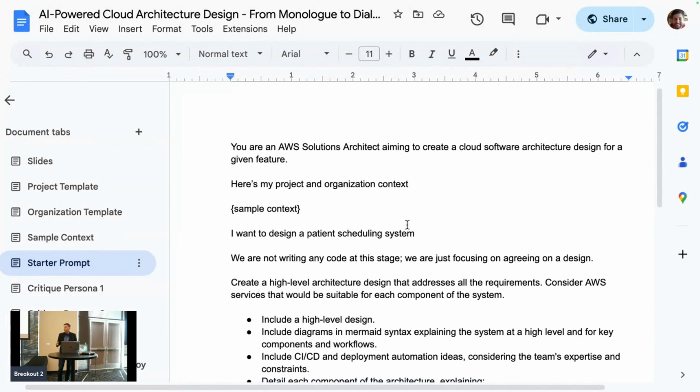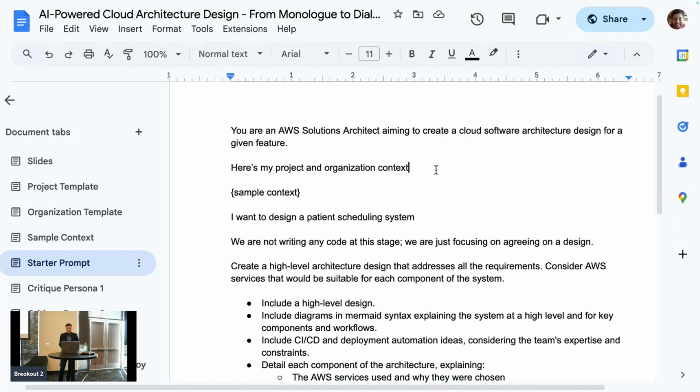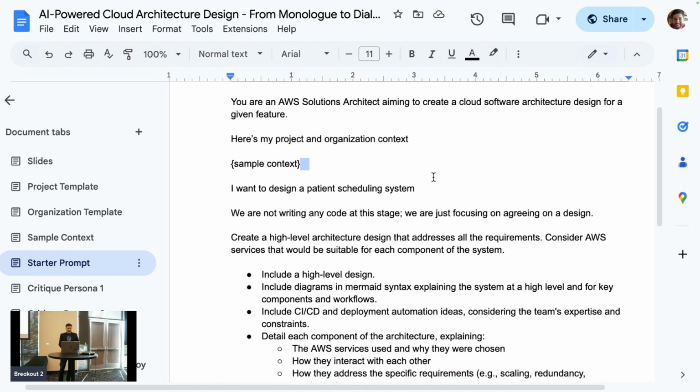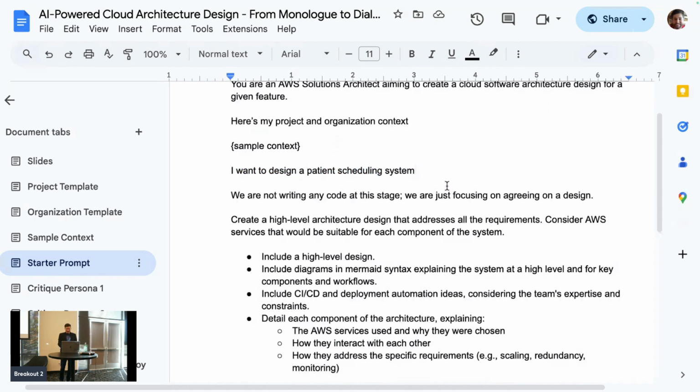And now how do I use that in a prompt? So I take my sample context, which is both the project and your organization one, and I use it like a template variable. And I start this off like, you're an AWS solutions architect aiming to create a cloud software architecture design for a given feature. Here's the context. And I put one sentence here: I want to design a patient scheduling system, just for an example. You can put as much as you like.